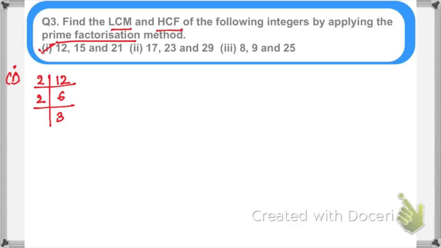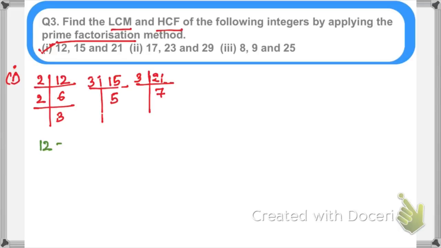Okay, the next number is 15. Dividing it by 2, it won't be divisible by 2, right? So the next prime factor, that is 3, 3 5s are 15. The next number is 21. By the prime factorization method, it won't be divisible by 2, so it will be divisible by 3, 3 7s are 21.